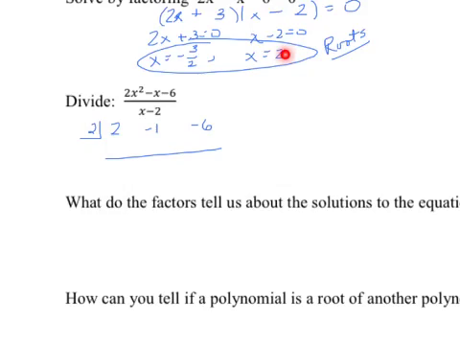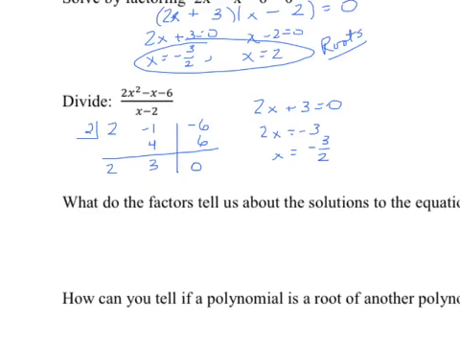Now, let's divide this synthetically. And we get a remainder of 0. So that means 2 is the root. And we're going to find the other root by writing our depressed polynomial and setting it equal to 0. Now, at this point, what I would like you to notice, 2x plus 3. So we subtract our 3, divide by 2, and what do you know? We got the same answer that we got before.